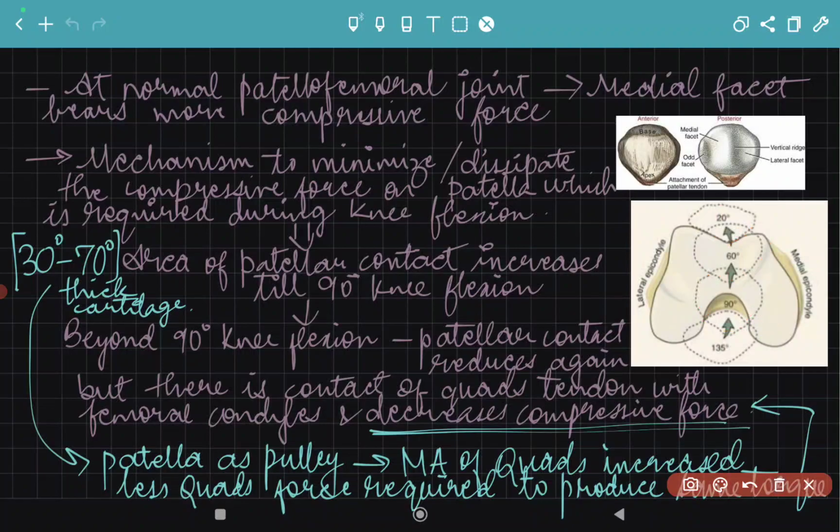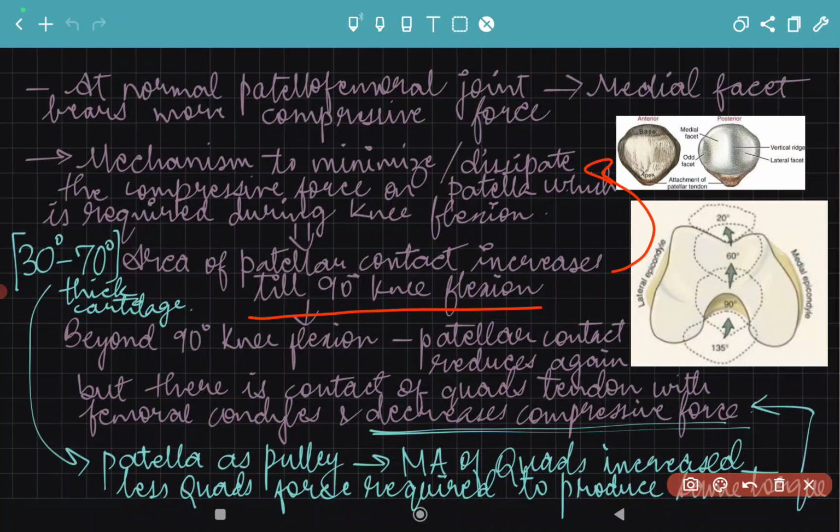So in this range, till 90 degrees of knee flexion, the area of patellar contact increases, which will dissipate the compressive force on the patella. Hence it will help to minimize the compressive force exerted on the patella or patellofemoral joint.